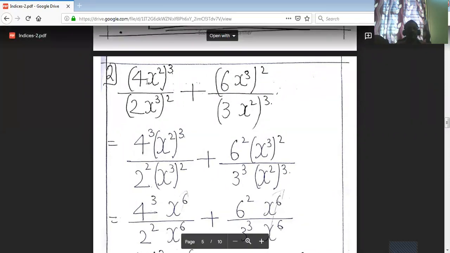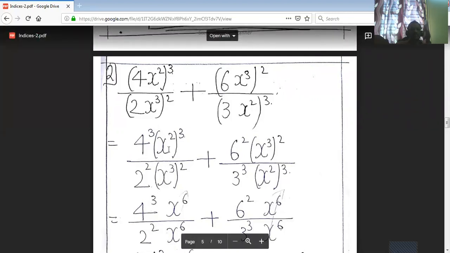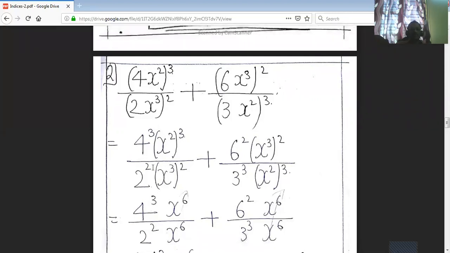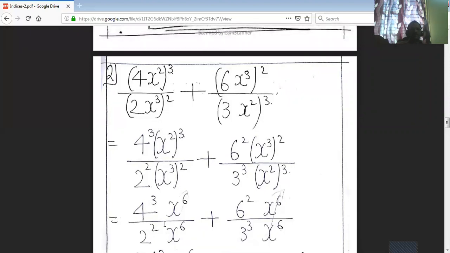This becomes 4 to the power of 3 x to the power of 2 whole to the power of 3. That is, a power m to the power of n is equal to a power mn. This becomes 4 cube x to the power of 6 divided by 2 power 2 x to the power of 3 2 is 6.